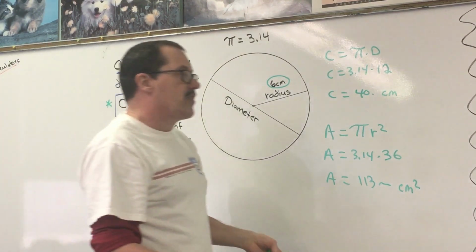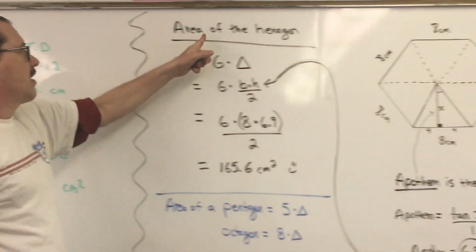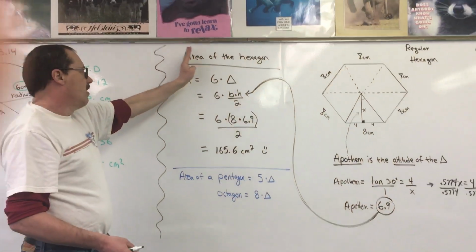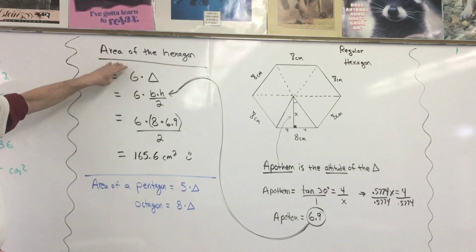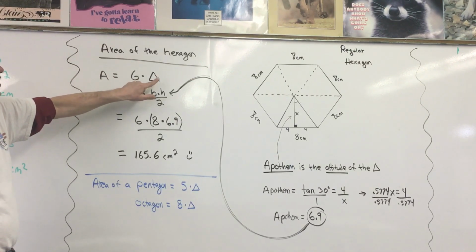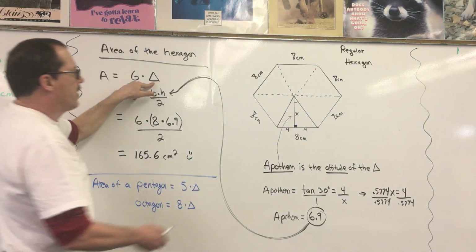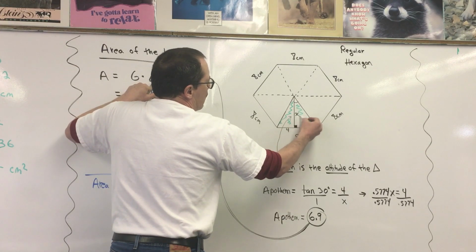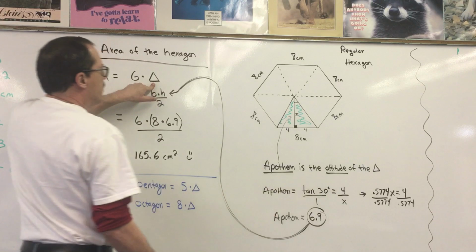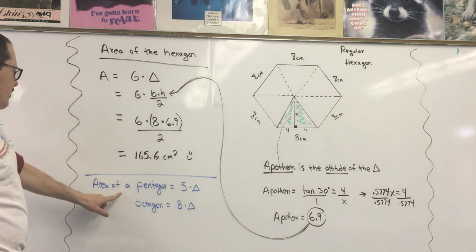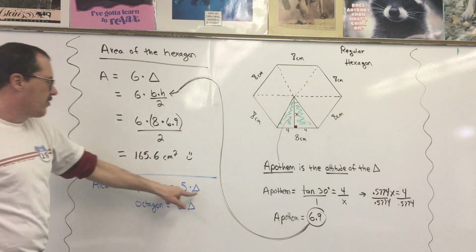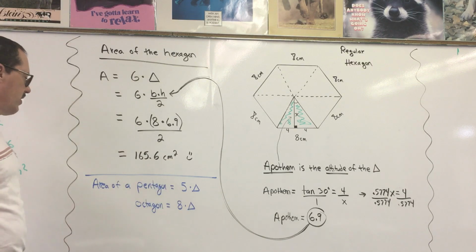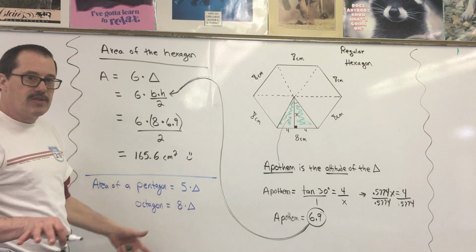The thing that we're learning that's new is the area of a hexagon in this case, but it's any polygon. So the area of a hexagon is 6 times the triangle. What I mean by the triangle is this right here. We're going to look at one triangle in the hexagon. Okay? If it was a pentagon, it would be 5 triangles because it had 5 triangles in it. If it was an octagon, it would be 8 triangles, and so on.